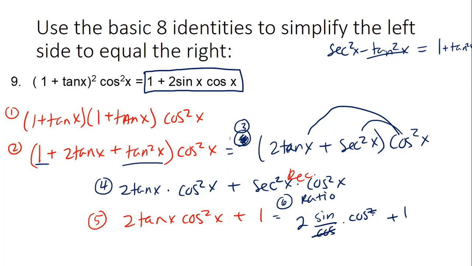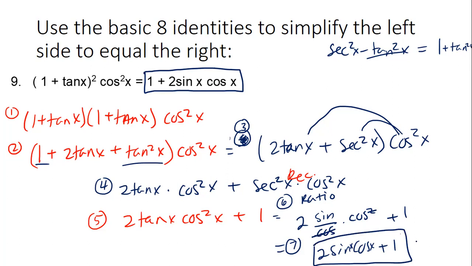Okay, so the cosines cancel out, and lo and behold, final thing, what are we left with? We're left with 2 sine cosine plus 1. I forgot my little x's in there. Let me squeeze them in there. Are those basically the same thing? Yes, because with addition, order doesn't matter, right?